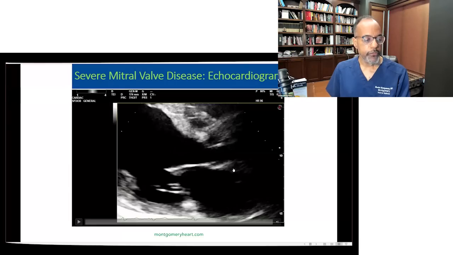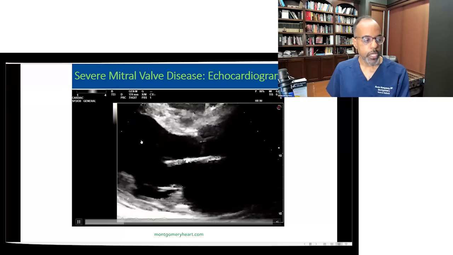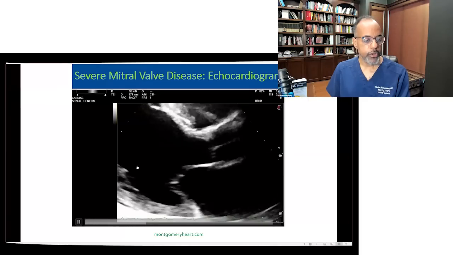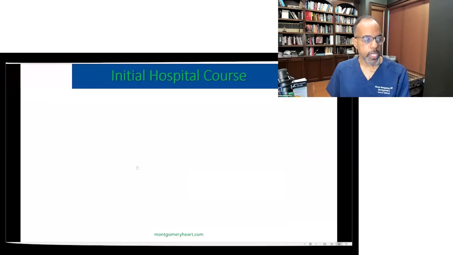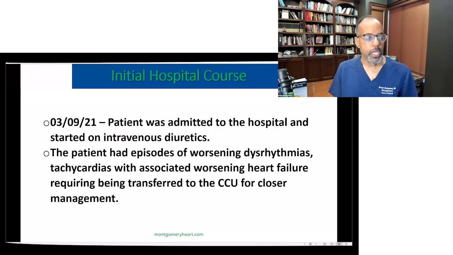Here's the aortic valve. Here's another picture. There's the mitral valve there. The heart, you see, is not contracting very well. You see that she's in severe congestive heart failure. So I admitted her to the telemetry unit. However, she decompensated very rapidly. So we had to transfer her to the CCU within 24 hours of being in the hospital.